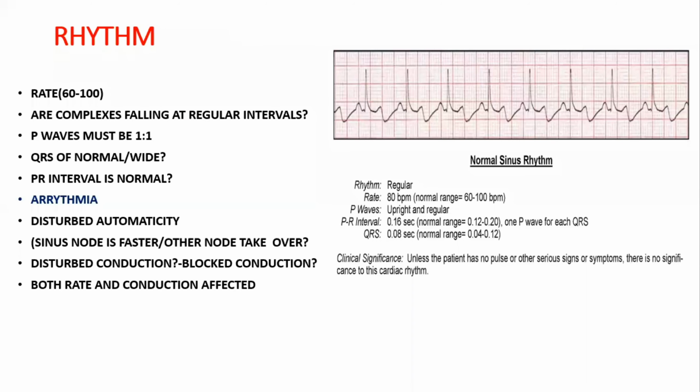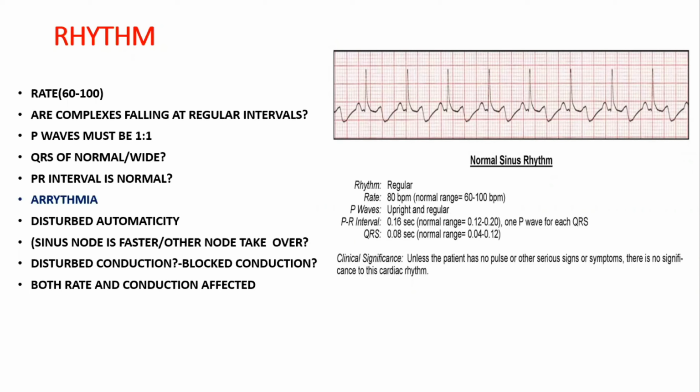Hi friends, in this video we will see about rhythm on ECG. Before we look for rhythm, we should observe the heart rate, whether it is 60 to 100, and whether complexes are falling at regular intervals. Each P wave and QRS must be 1:1, the QRS normal or wide, and whether the PR interval is normal or not.